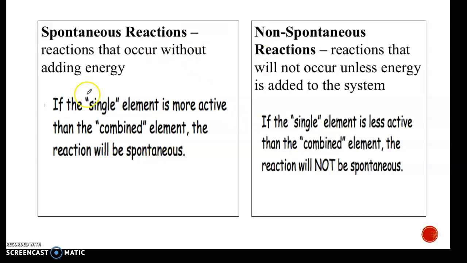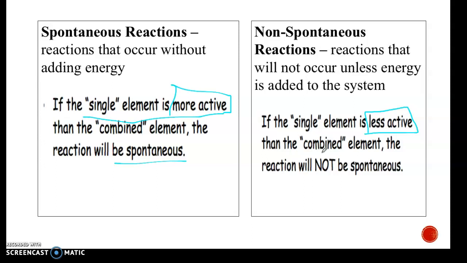So how can you differentiate the two based on an actual chemical equation? Very easily. If the single element is more active than the combined element, then it's spontaneous. Let me say that again. If the single element is more active, key word, than the combined element, then the reaction will be spontaneous. If the single element is less active, another keyword here, than the combined element, the reaction will not be spontaneous. So if you have one element that is more active than the other element, then it's going to be spontaneous. If it's not, it's going to be non-spontaneous.